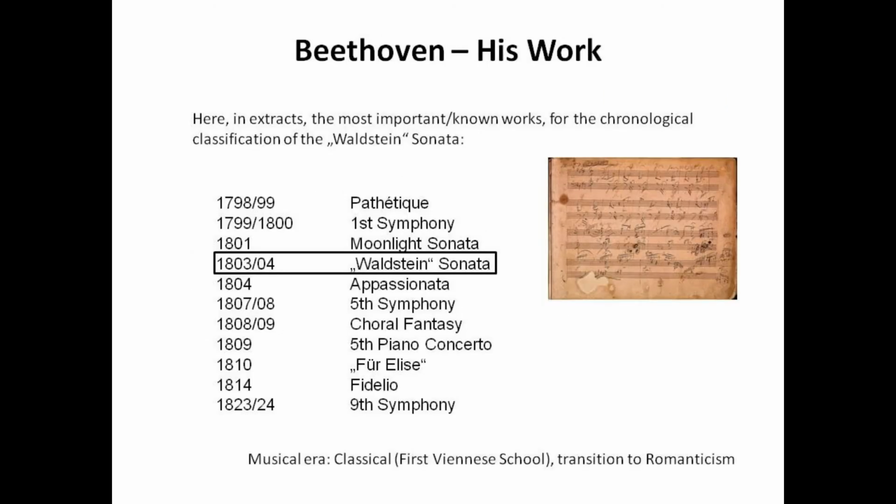Here you will see some of the major and/or most known works by Beethoven. As you can see, Beethoven wrote the Waldstein Sonata being 33 years old, thus it is considered to be a masterpiece of the so-called middle period.